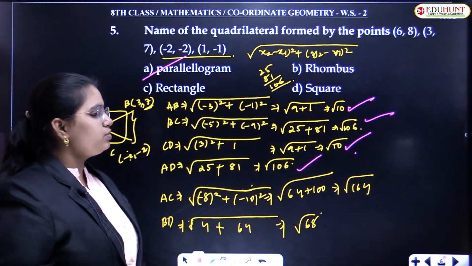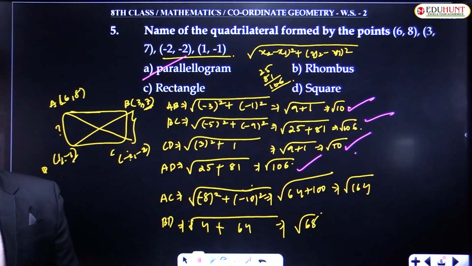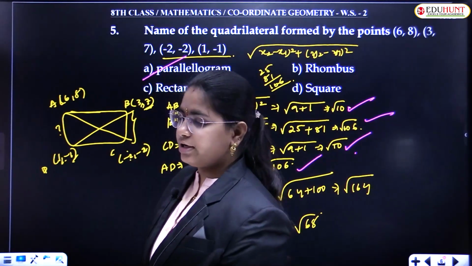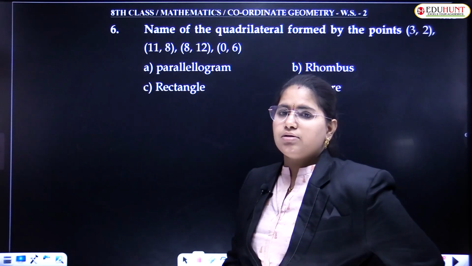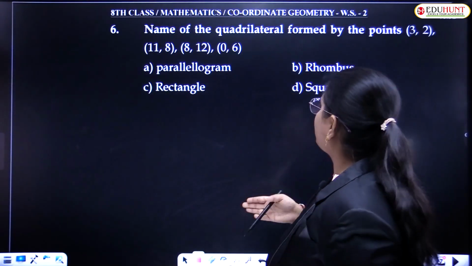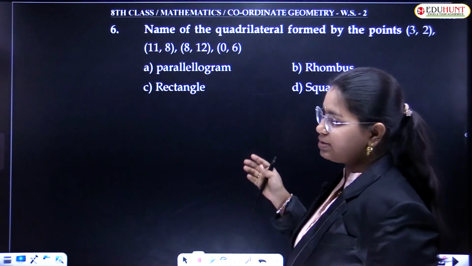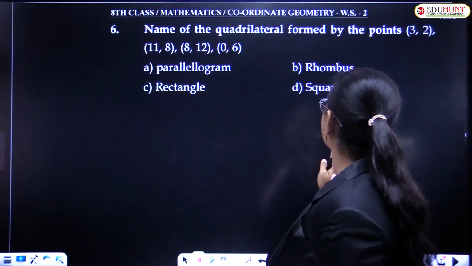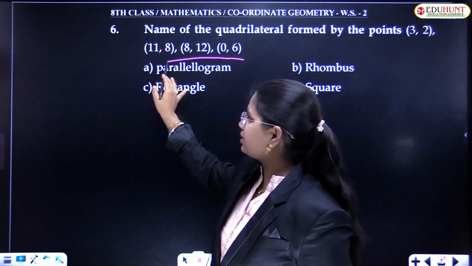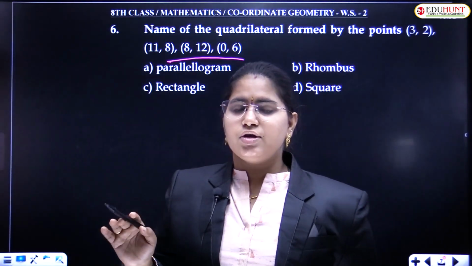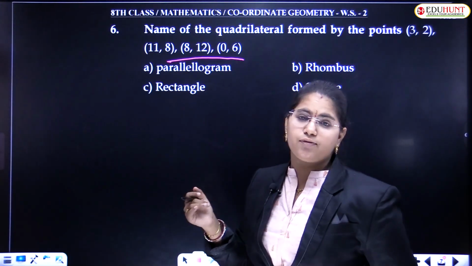Have a glance at the problem so that we can move to the next one. Is it done? Chalo. So we will get to the next question. What is my next question? See here, name of the quadrilateral. Again they are asking to find the name of the quadrilateral formed by the points, as usual. A similar kind of question: 3, 2; 11, 8; 8, 12; and 0, 6. They are asking what type of quadrilateral it is.